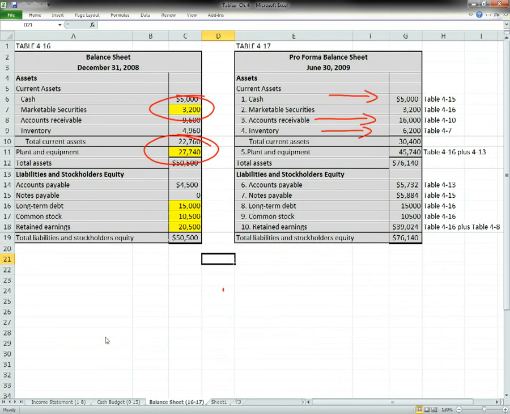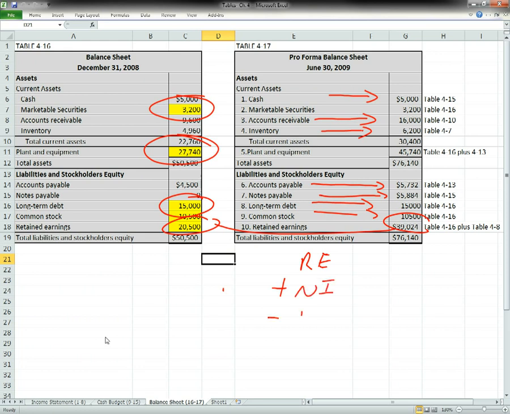The accounts payable we calculated in table 4-13. Remember, we had materials that we're paying a month later on. The note payable was what we had to borrow to maintain our cash cushion. And then long-term debt and common stock didn't change. And retained earnings, our new retained earnings then, is the old retained earnings plus net income minus dividends that we had earlier, and that's our new retained earnings.